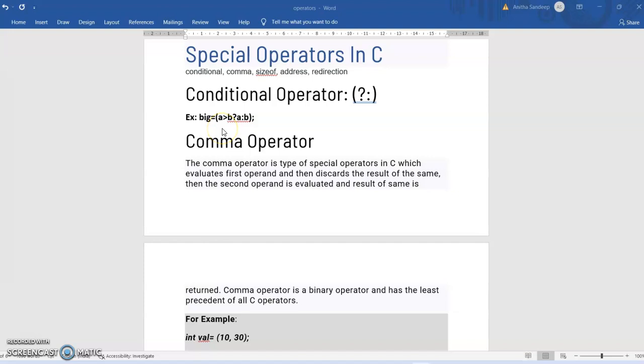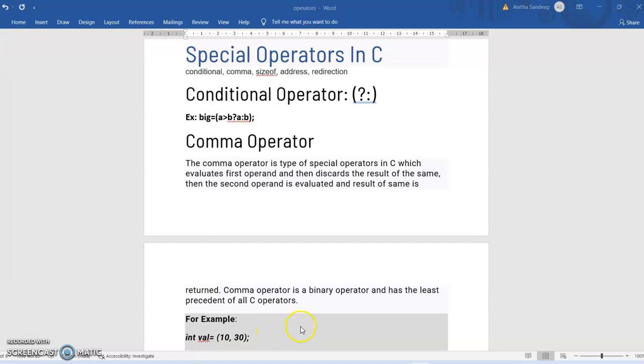Suppose you want to find out the largest of A and B, then the expression will be big equals to bracket A greater than B question mark A colon B close the bracket and semicolon. If you want to find the largest of three numbers, then I can use a nested conditional operator. Next is the comma operator. This comma operator is a type of special operator which evaluates first operand and then discards the result of the same. Then the second operand is evaluated and the result of the same is returned.